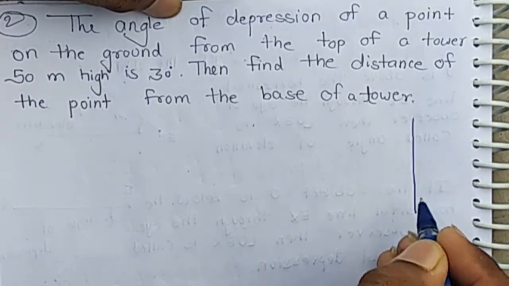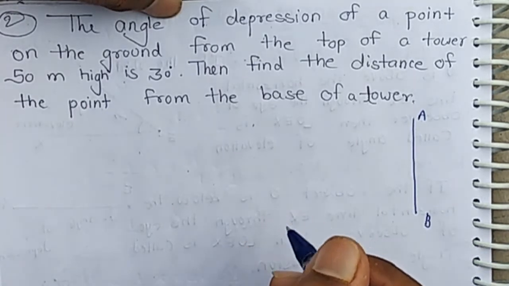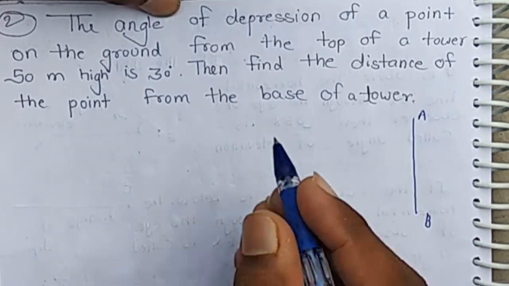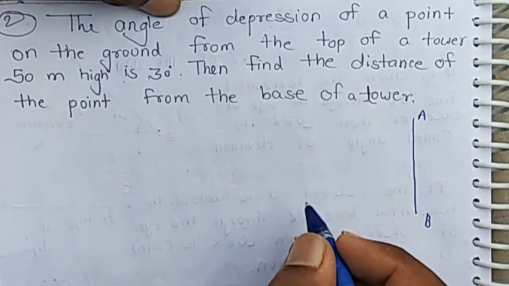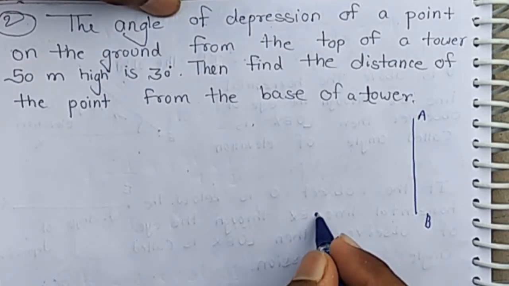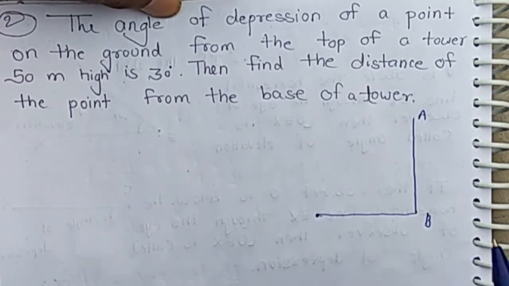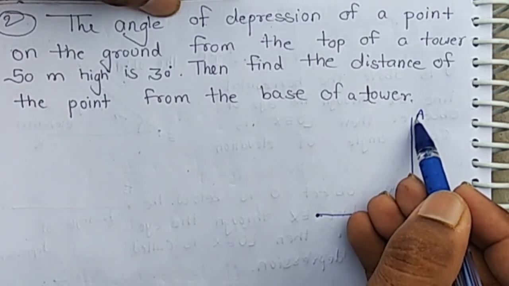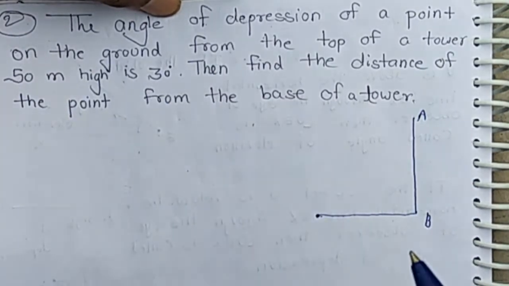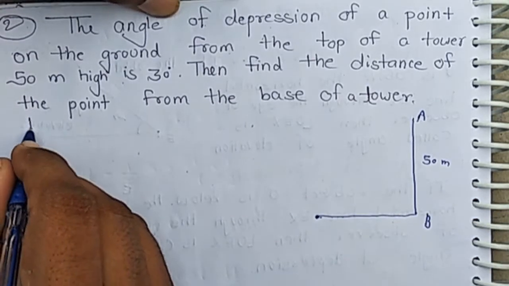Let it be tower AB, and the angle of depression of the point C on the ground. C is a point on the ground, and its angle of depression from point A to C is 30 degrees. The height of the tower is 50 meter.